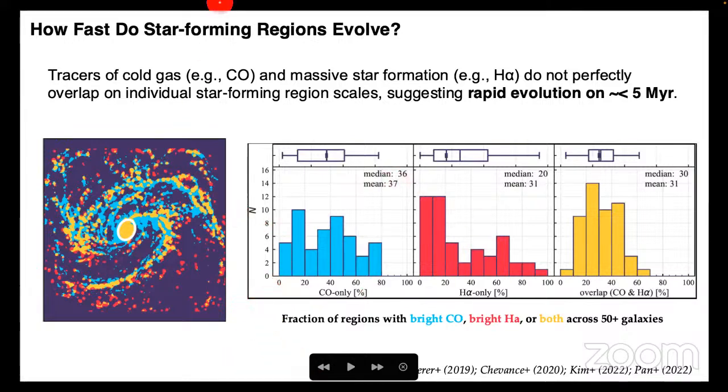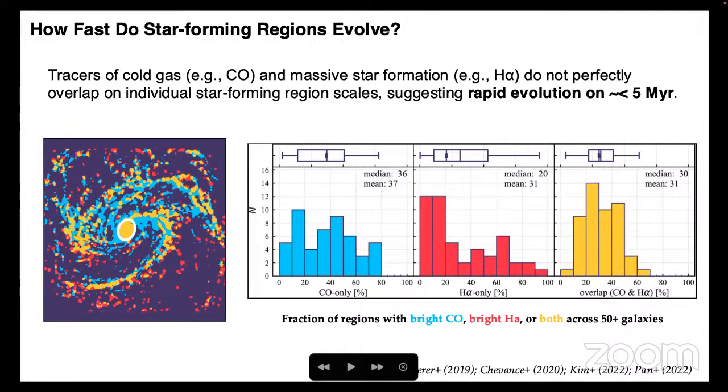You are basically comparing tracers of cold gas, such as CO, and tracers of massive star formation, such as H alpha, and looking at their spatial distribution on the scale of individual regions, which means 10 to 100 parsec scales. In this plot, the blue is only CO, the gold is both overlapping, and the red is only H alpha. And you can see that they do not overlap on these small scales. So what this means is that you are looking at individual star-forming regions in different phases of their evolution.